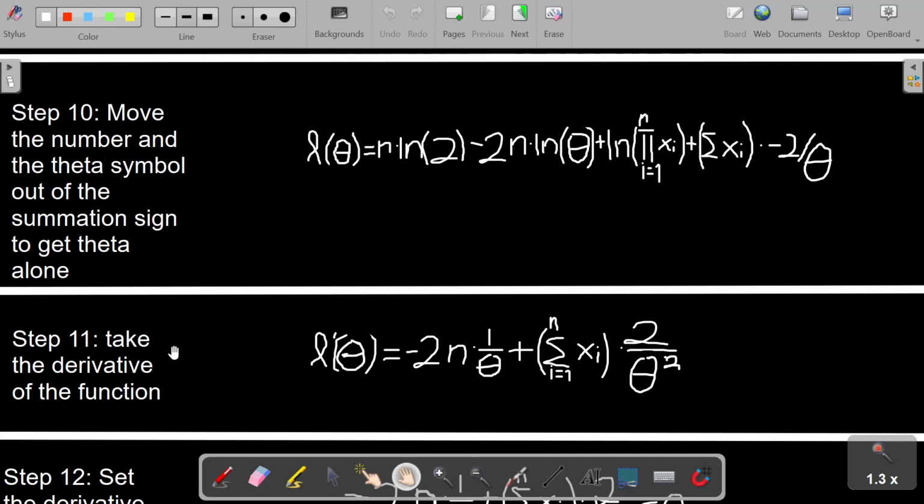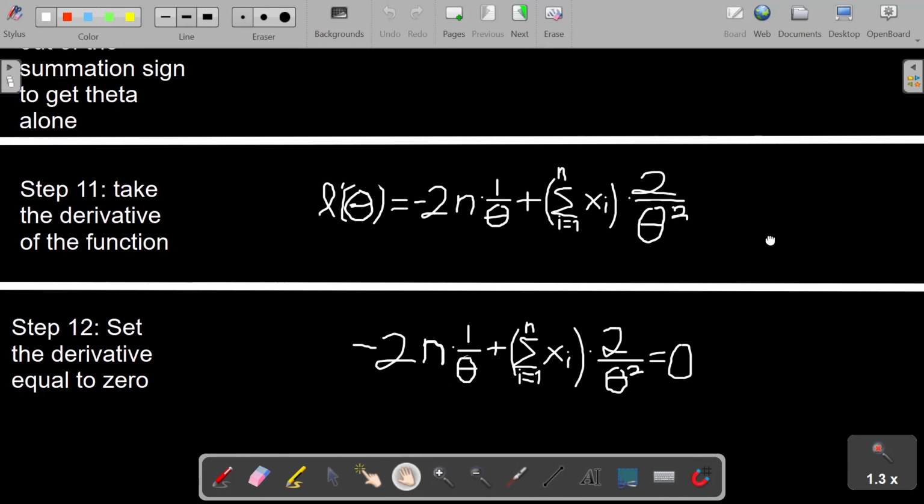Step 11, take the derivative of the function. So here we're setting up this sign here. That means that it's a derivative. And here is the derivative of the number we had beforehand.